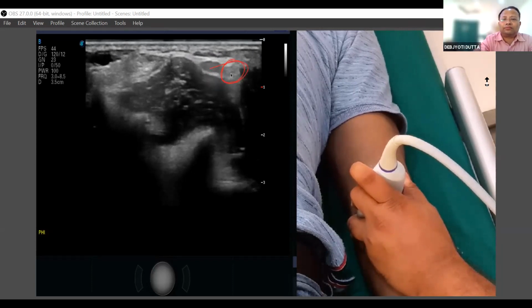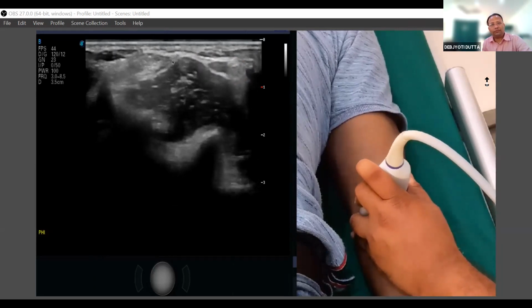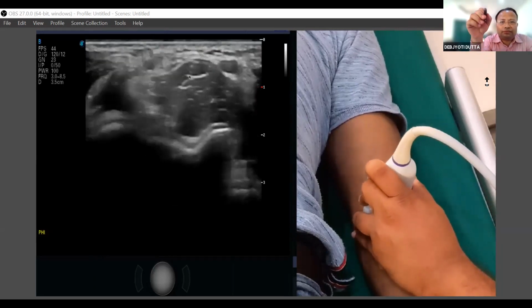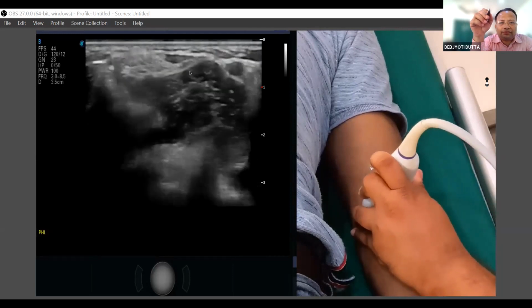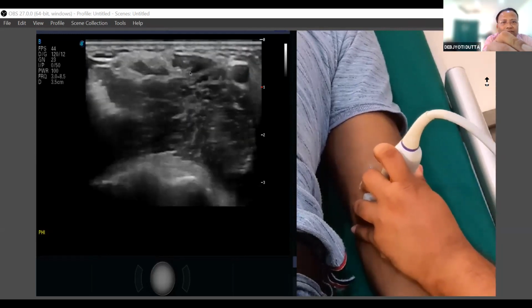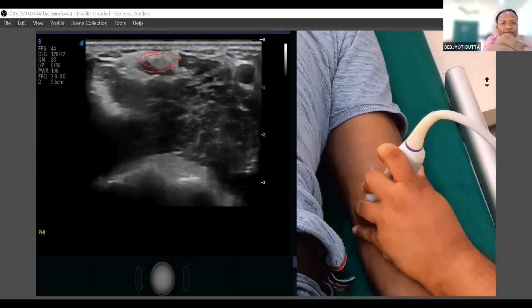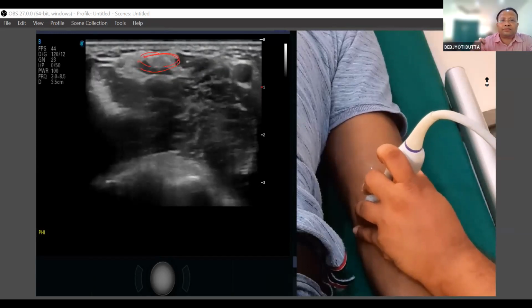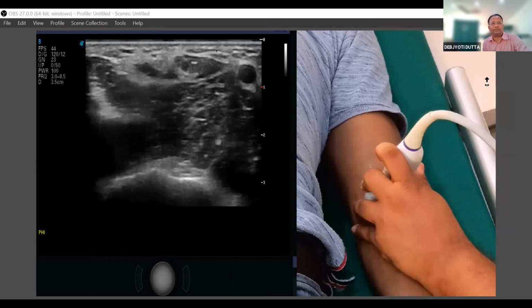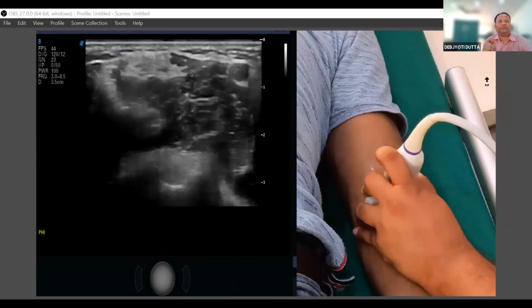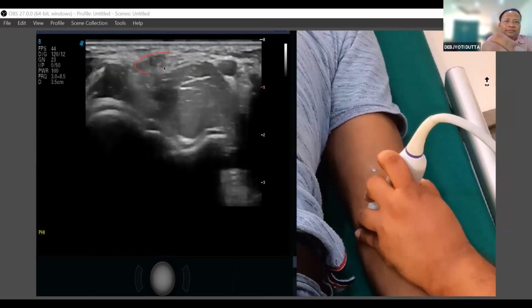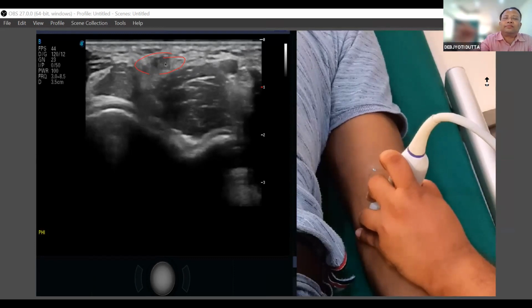Median nerve. Yes, that is the median nerve. Fine. And here we will be able to see one tendon. If we are not able to find the tendon, just move up, then we will be able to see the muscle. So this is the muscle. As I am coming down, the whole muscle is getting into a small tendon. So this is the tendon.